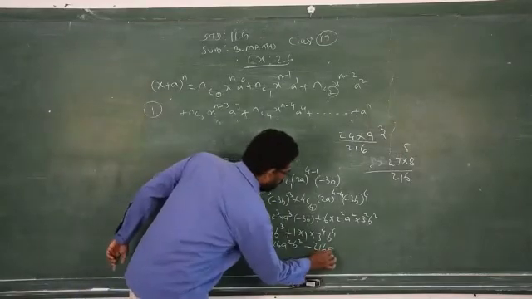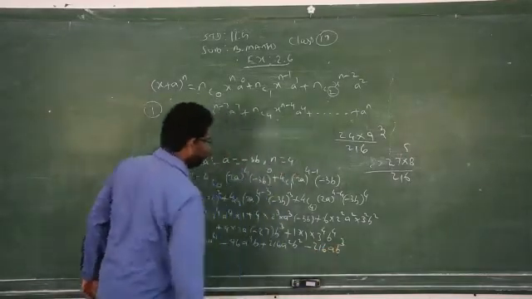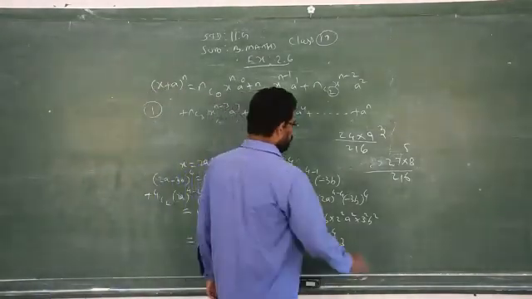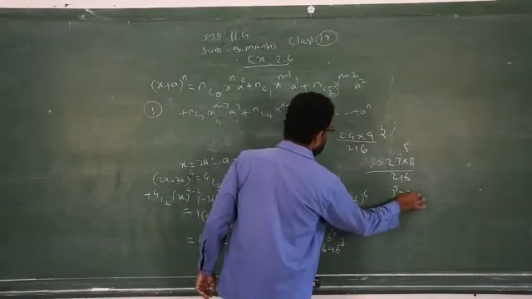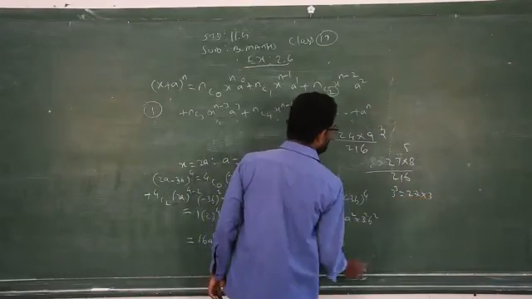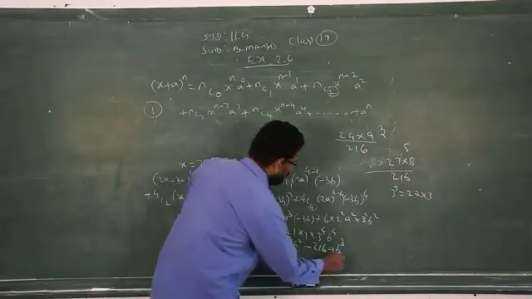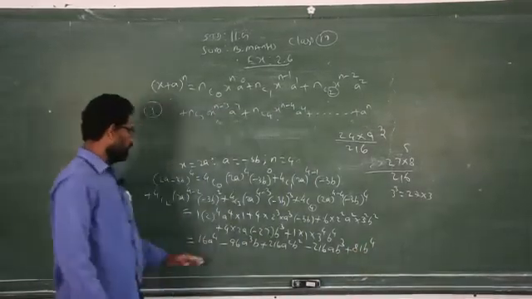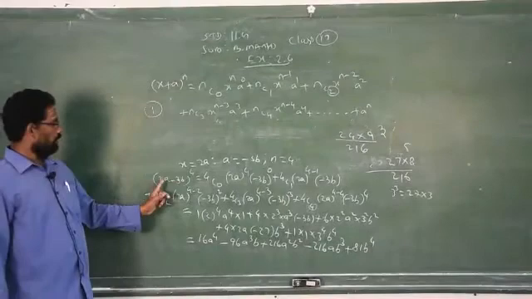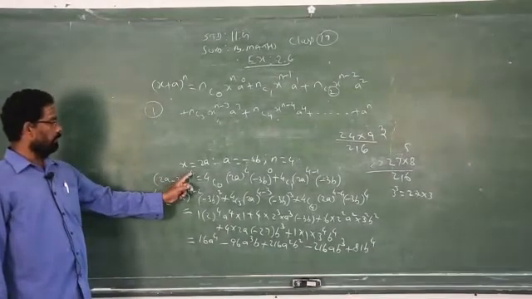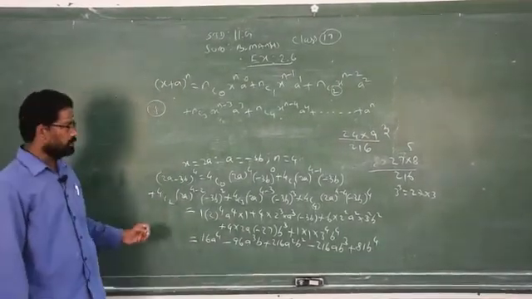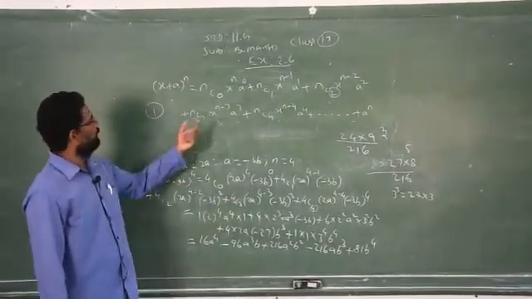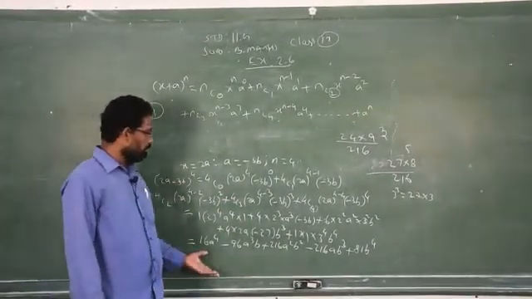A, B cube. The last one, 3 power 4. So, you know 3 cube is 27. 27 into 3 which will give 3 power 4, that is 81. Plus 81 B power 4. So, this is your final answer for (2A minus 3B) whole to the power 4. So, you just have to expand by using the binomial theorem and simplify.